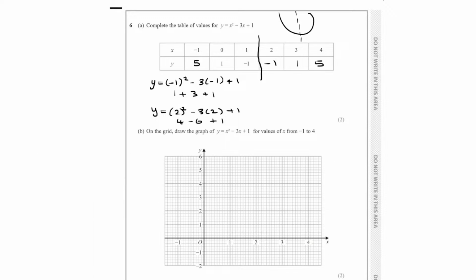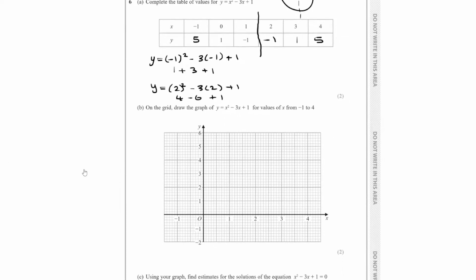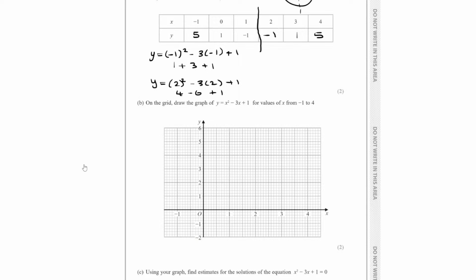That's also fine. Okay, part B, really easy. Obviously, if you've answered part A, you just need to plot it. So minus 1, 5. Obviously, we know it should look like a U shape, so if you get anything that's not a U shape, then something's probably gone wrong. 0, 1, 1, minus 1, 2, minus 1, 3, 1. You can kind of see what I mean by the symmetry now.